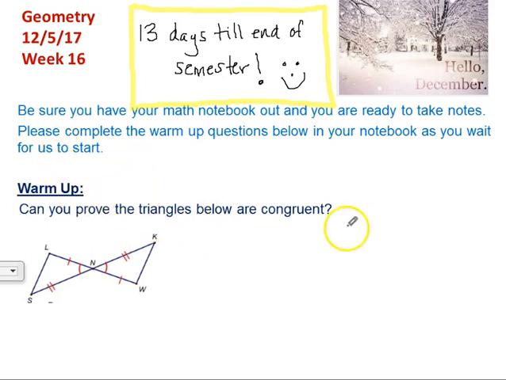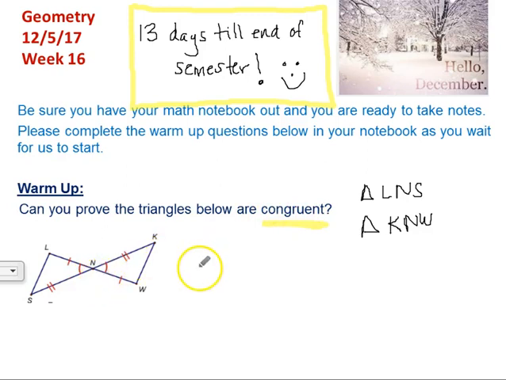I am starting with a warm-up question that actually is asking you if you can prove these two triangles. So we're referring to triangle LNS and triangle KNW. Can you prove that those triangles are congruent? And we're going to review some of the postulates and theorems that we learned about and ways that we can prove that two triangles are congruent, because we're actually going to use some very similar theorems with proving that triangles are similar this week.